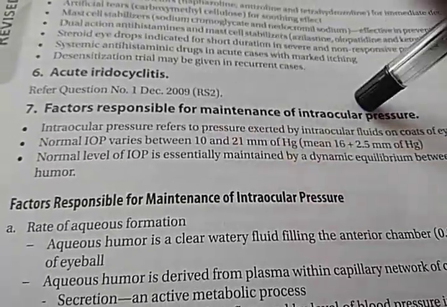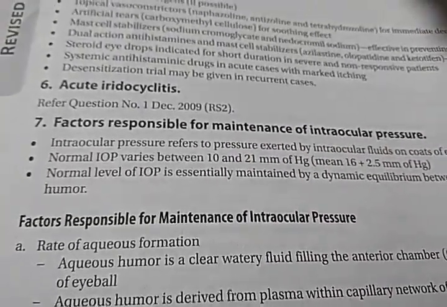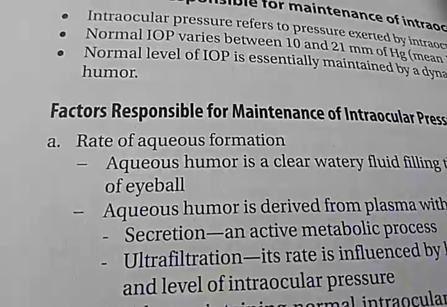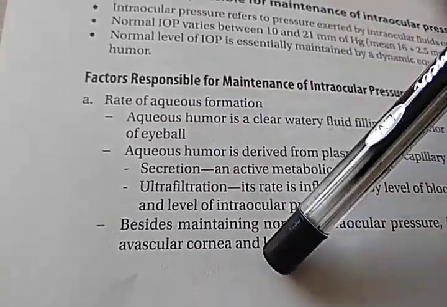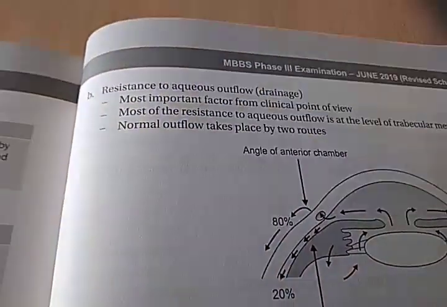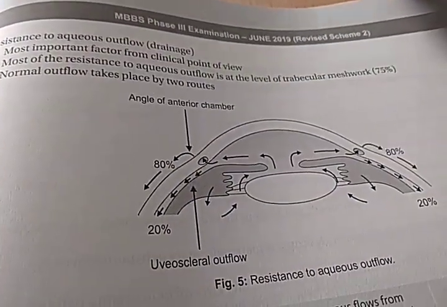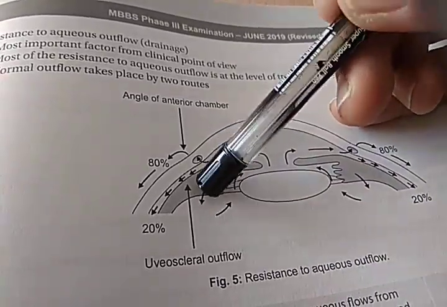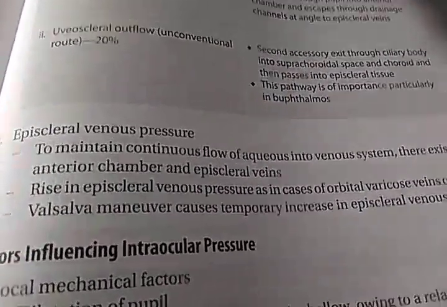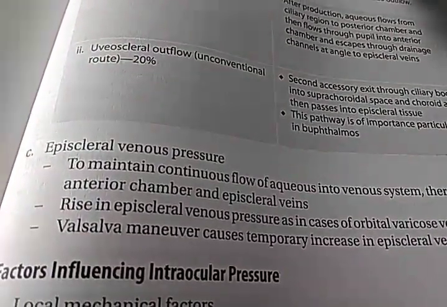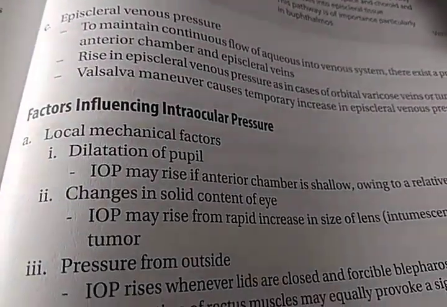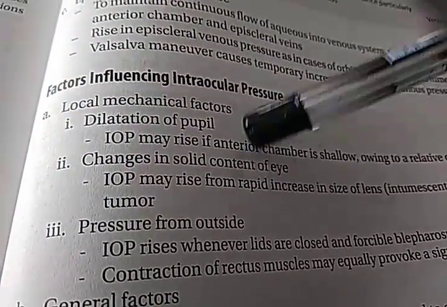Then factors responsible for maintaining intraocular pressure. Why is intraocular pressure maintained at a certain level, like between 10 and 21, right? If you want to know the answer, it is the rate of aqueous formation and obviously the resistance to aqueous outflow. They have shown a diagram here. You have two outflows: the trabecular meshwork outflow and then the uveoscleral outflow. They are talking about one more thing here, episcleral venous pressure. So the venous pressure also will help in maintaining the IOP. Then other things like dilation of pupil, local mechanisms.